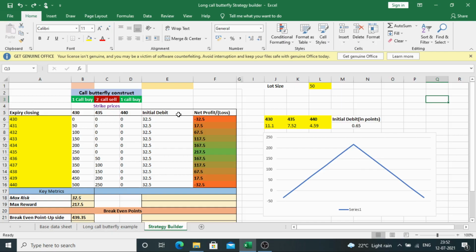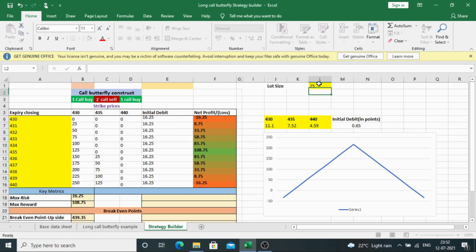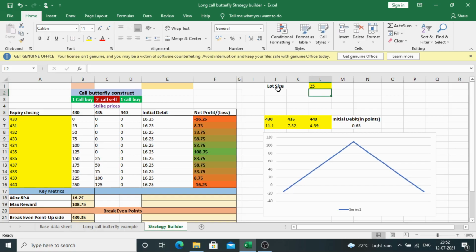So now you can see the strategy builder sheet. How do you use this sheet? Whatever position you are taking, you need to enter that here. Like 430, 435, 440 is what I have taken in this scenario. You can change your strike prices to the position you are taking. Accordingly, you enter the premiums here. What kind of lot size is there? Suppose it is 100, I change it to 50. Suppose I change it to 25, automatically everything will change accordingly.